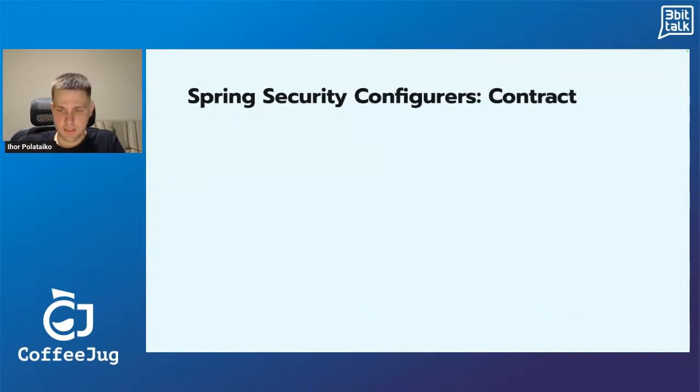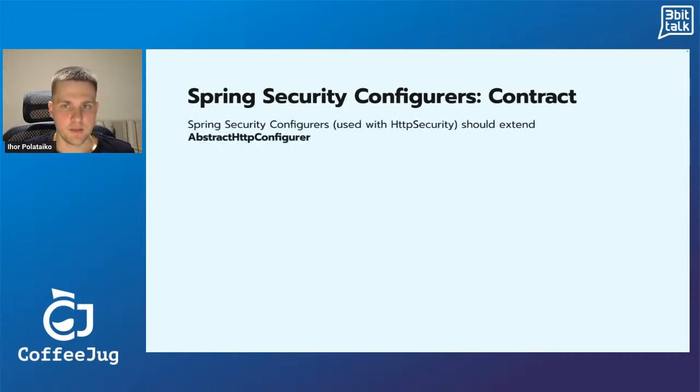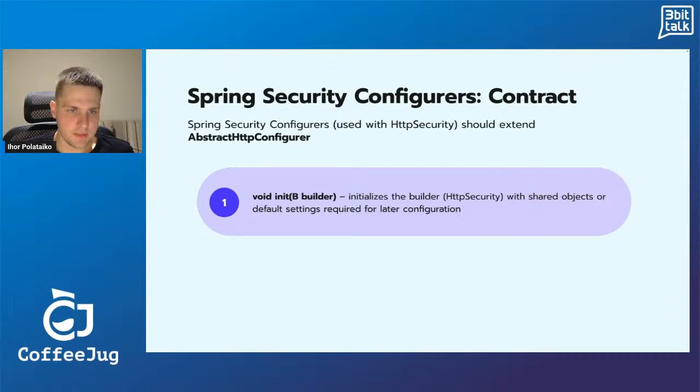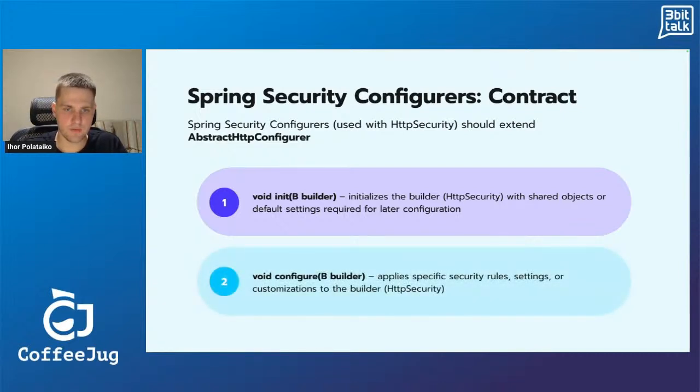Let's see what the contract of the configurer is and how we can create our own configurer. So HTTP security configurers should extend AbstractHttpConfigurer, and it has two methods. The first one is init. It initializes the builder with shared objects and default settings for the configuration. The other one is configure. It applies specific rules and settings to the HTTP security.